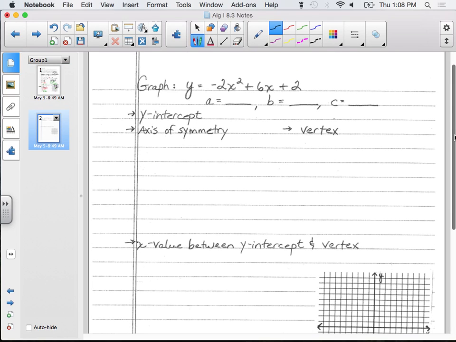We can move right along to the back side. So first thing we find is our A, B, and C value. Lane, what's our A value for this one? -2. Ian, what's our B value? 6. And Christina, what's C? 2. That's right.